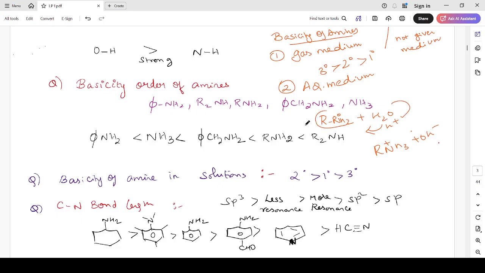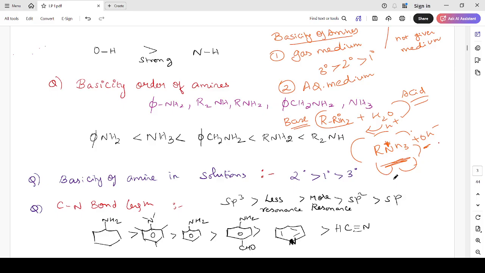Amines in the presence of water: this acts as a base, this acts as an acid. It abstracts the proton so that it forms RNH3 plus and OH minus. You can understand there is a protonation effect happening there. That means water molecules can come and surround this because I'm having a positive charge here. Can you see the positive charge here?